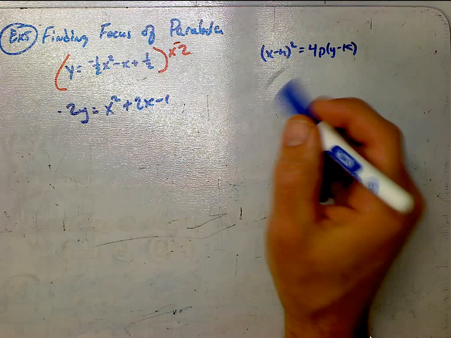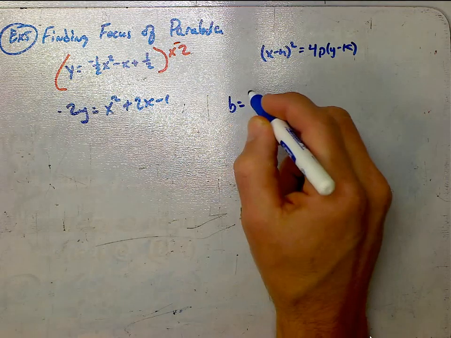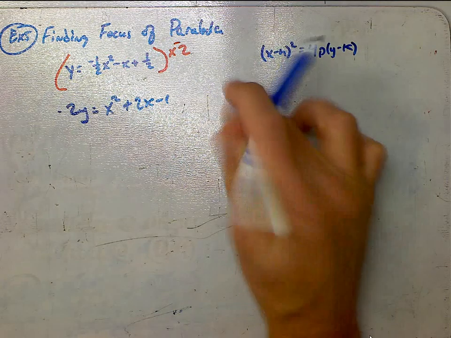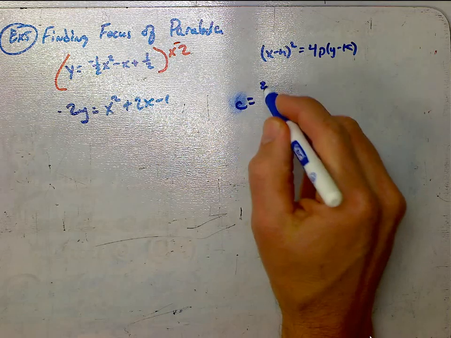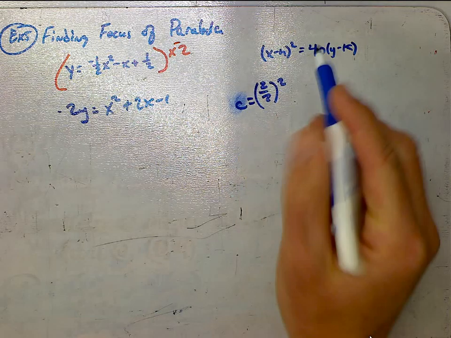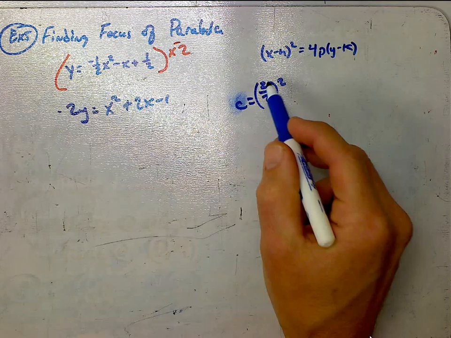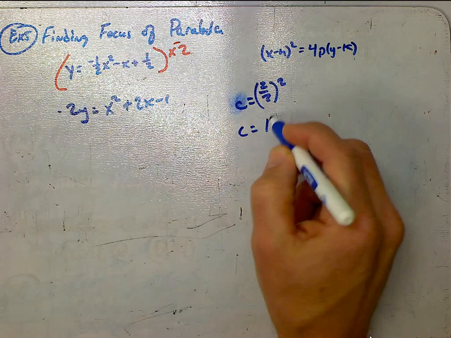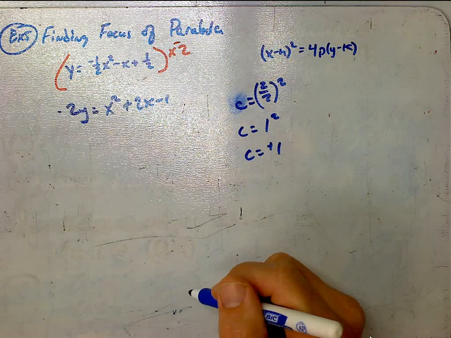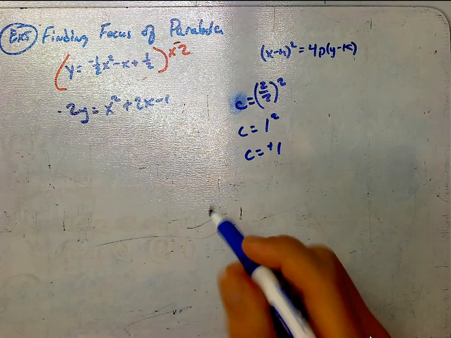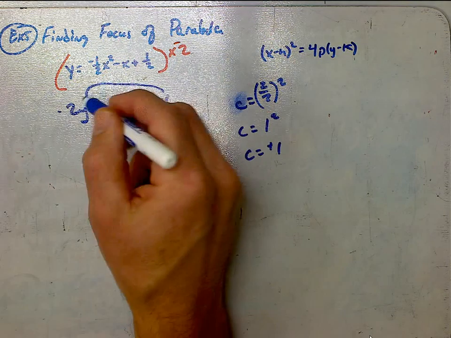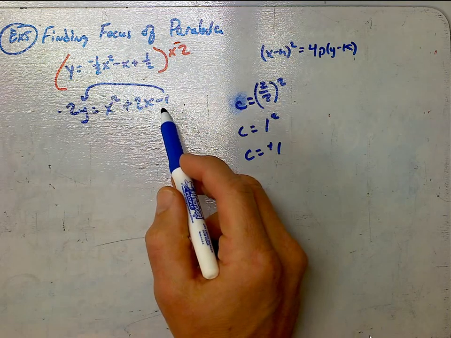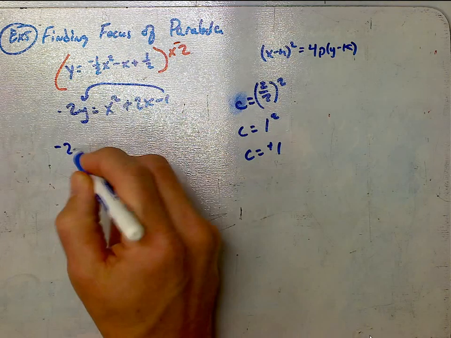And so I'm going to go C equals 2 divided by 2 quantity squared. The bottom 2 is the formula, the top 2 comes from right here. And so C equals 1 squared, C equals positive 1. Okay, so I'm going to do two things at the same time. I'm going to move this 1 over to here. If it was positive 1, it'd be okay, but since it's negative 1, I'm going to add 1 to both sides.